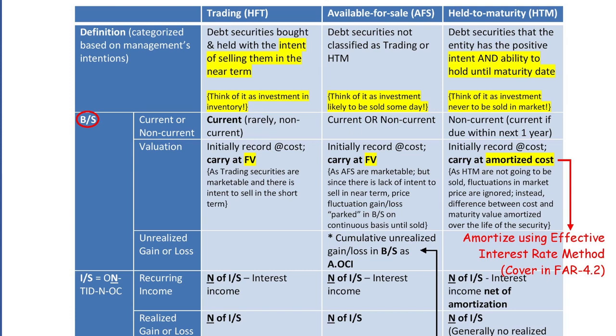Now guys, in this section, we are looking at the investor's perspective who's investing in debt securities or investing in these bonds. In FAR 4.2, we will look at the issuer's perspective who's actually issuing the bonds. And that is where we'll cover in detail the effective interest rate method to amortize the bond discount or bond premium.